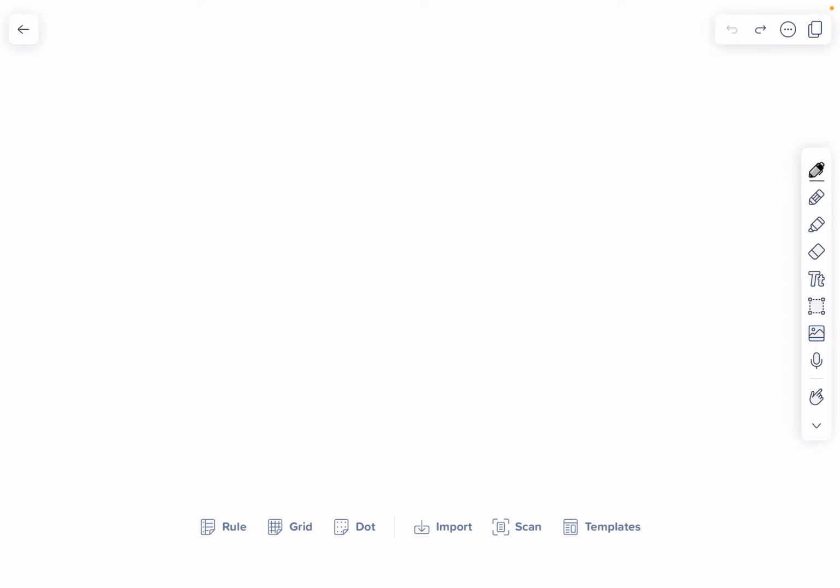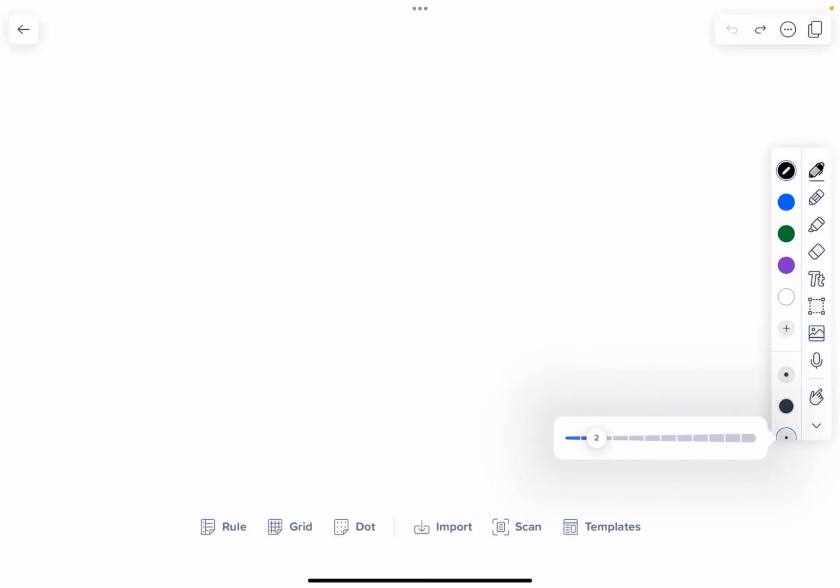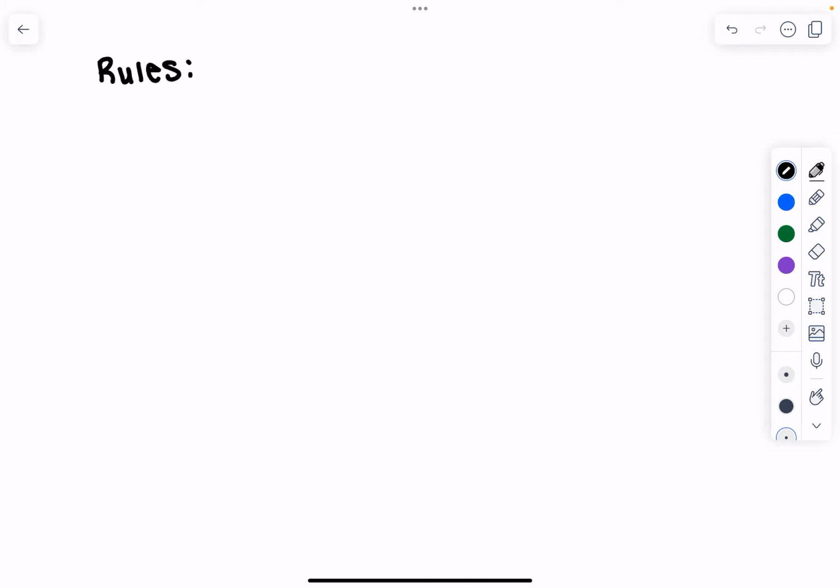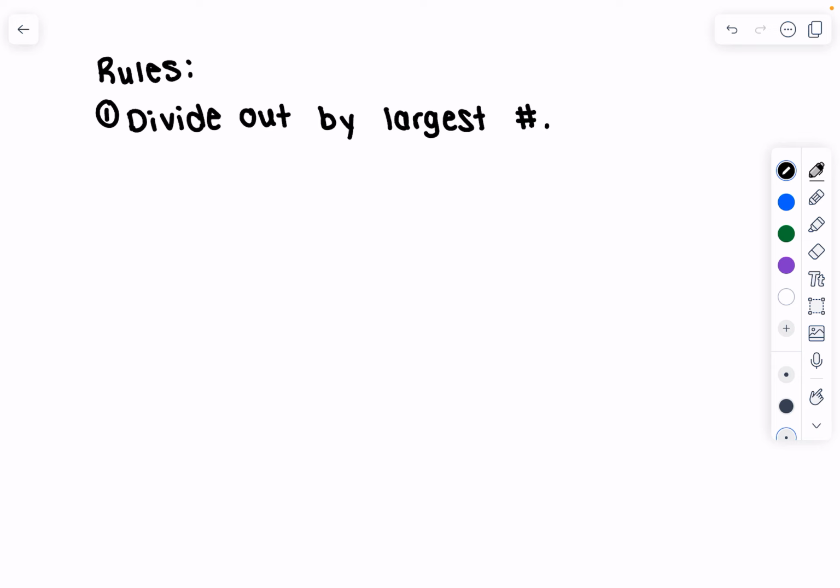The rules are pretty simple, or at least one of them is. I would say the other one not so much. So the rules. You're going to divide out the largest possible number. Okay. It's usually called a greatest common factor, or GCF, so that's exactly what that means.